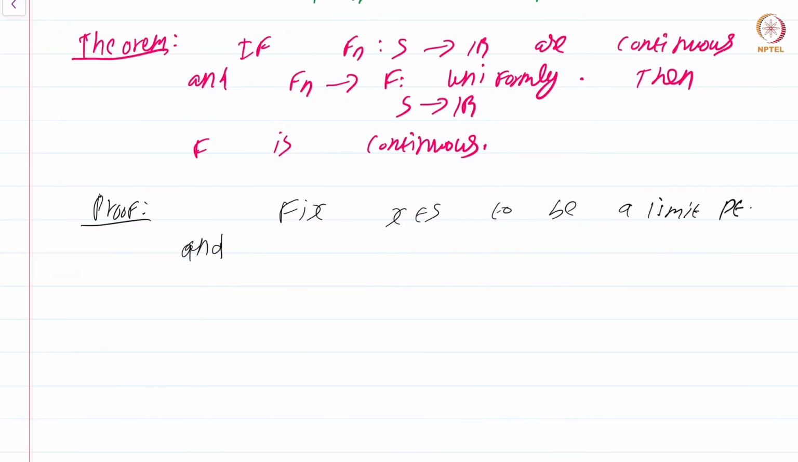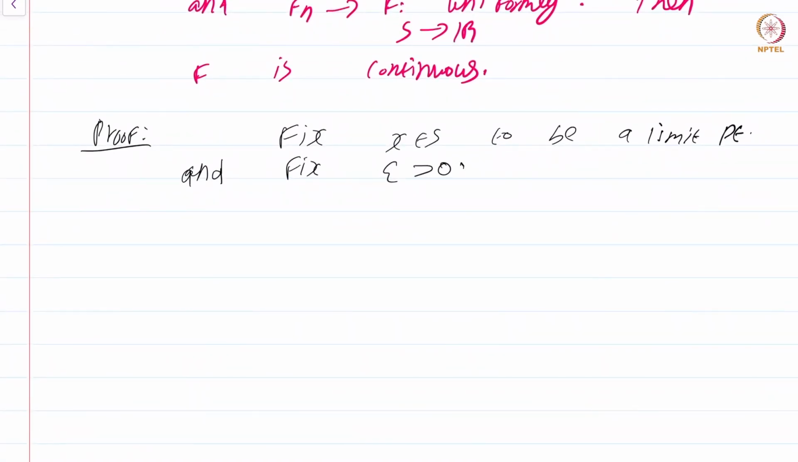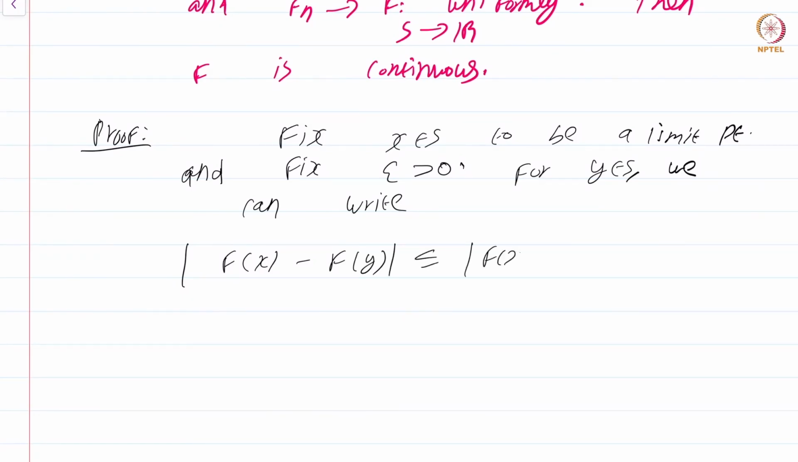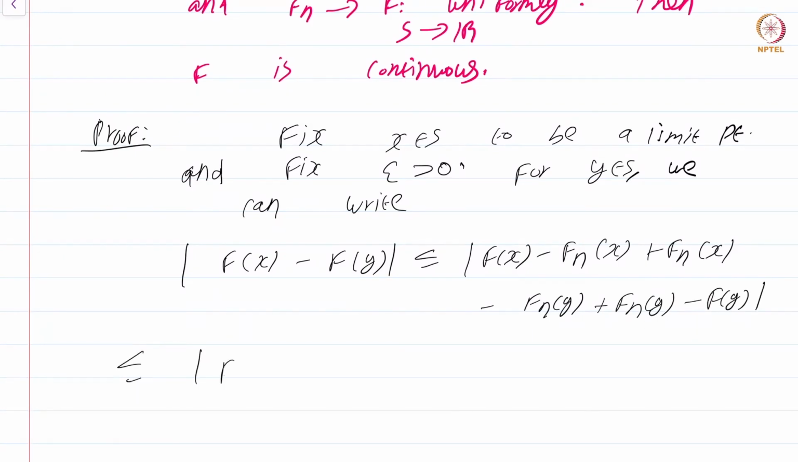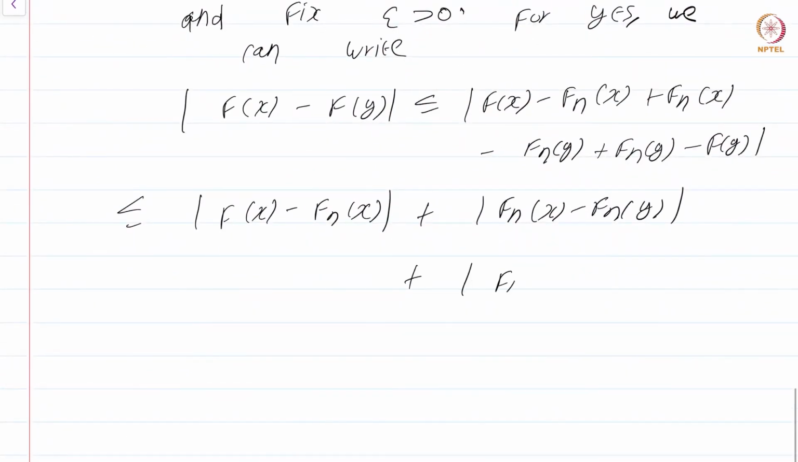and fix epsilon greater than 0. Again, for y in S, we can write mod f of x minus f of y is less than or equal to, as usual, exactly as we did in the preceding discussion, mod f x minus f n x plus f n x minus f n y plus f n y minus f of y, and this just becomes modulus of fx minus fn x plus modulus of fn x minus fn y plus modulus of fn y minus f of y.